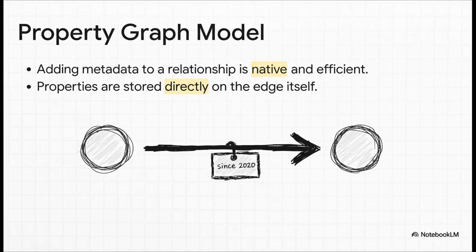Okay, first up, the property graph model. And honestly, it's just so clean and simple. Here, that relationship, what we call an edge, is treated like a real thing. It's not some second-class citizen. You can hang key-value pairs, like since 2020, directly on that edge. It's just native. And because of that, it's crazy efficient when you go to query it.